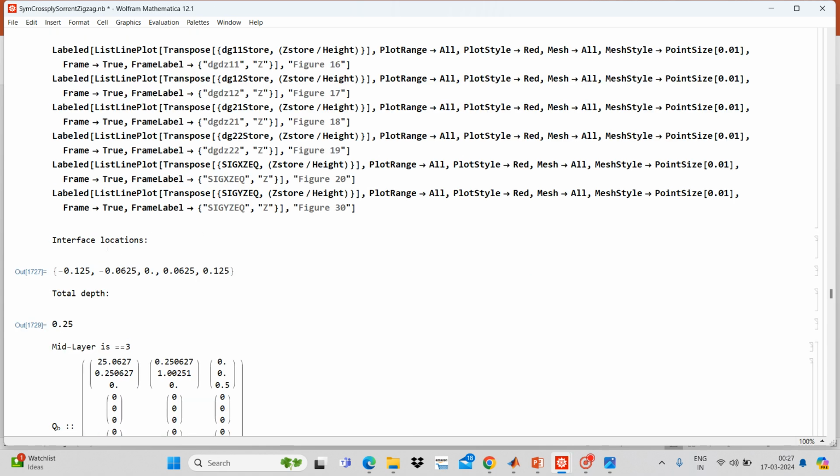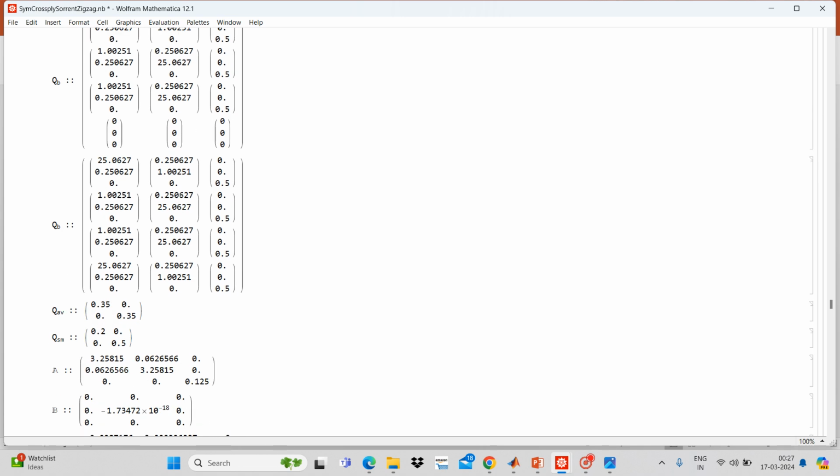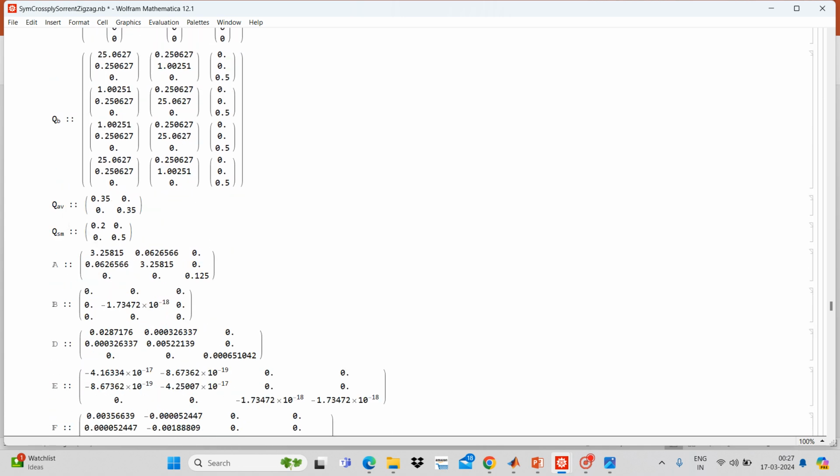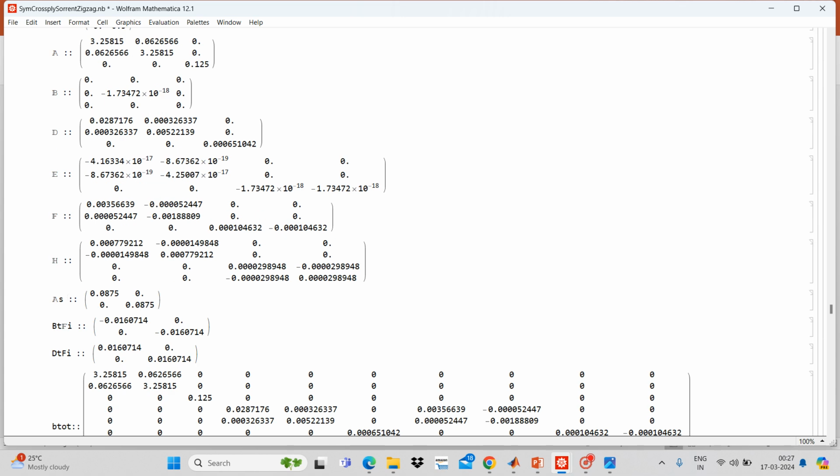I think we get these results: interface locations as this, the QB matrix we are getting this, the A, B, D matrix and E, F, H matrix, because for the zigzag theory we know there are A, B, D and E, F, H matrices also, and then the AS matrix, that is the shear matrix. BC and DC matrices we also get.